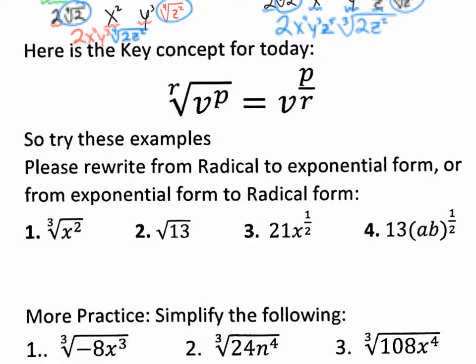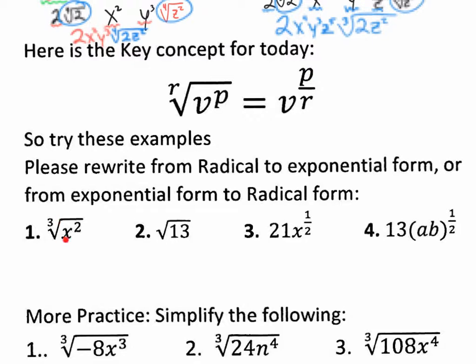Okay? So let's take a look at some of this. It's really just rearranging things, guys. The v is representing the variable. It could be x, could be y, could be z. It could even be a number. But that base is going to still be there as the base. The root goes to the denominator. The p, the power, goes to the numerator.